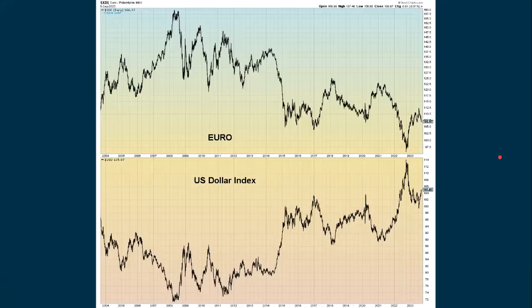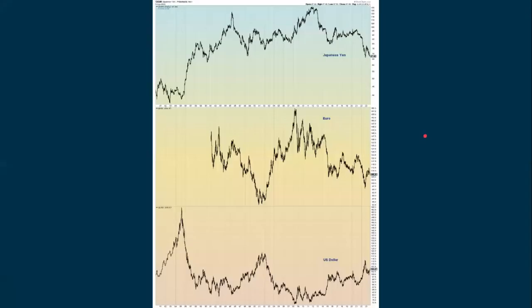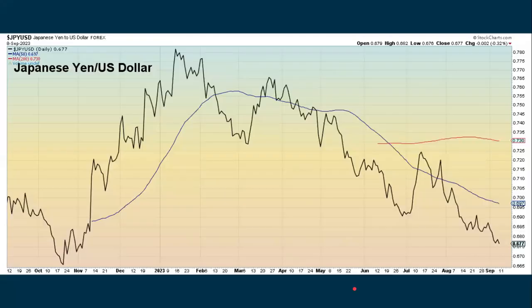We keep an eye on other currencies. We look at the euro, which has been down lately compared to the dollar, since the dollar's been seeing some strength. And then we have three currencies here: the Japanese yen, which is underperforming the dollar, the euro, which lately has been underperforming, and then on the bottom, we have the dollar index. We look at the Japanese yen to the US dollar on a separate chart, showing that the Japanese yen is continuing to underperform the dollar.